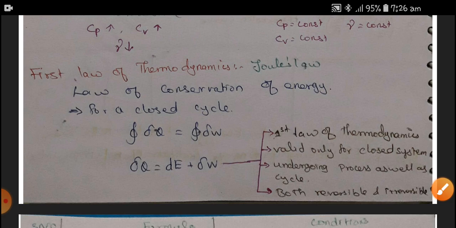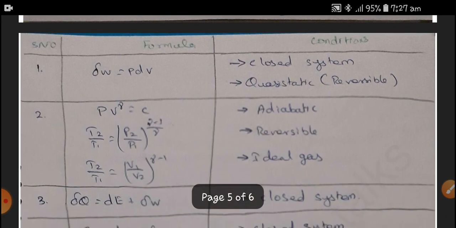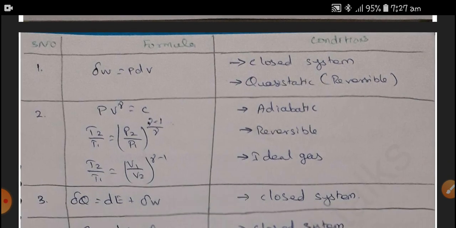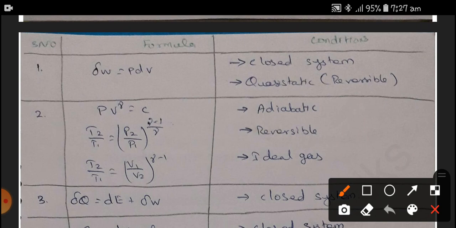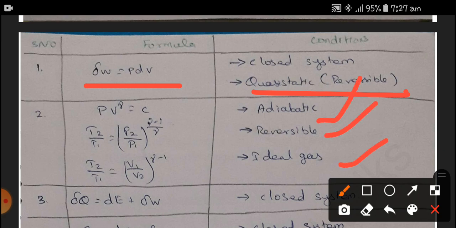And similarly, we are going to introduce different kinds of formulas and conditions of how the first law of thermodynamics is varied. If I say it is a closed system and a quasi-static process, that is a reversible process, then del W is equal to P dV. And if I say adiabatic, reversible and ideal gas, then PV power gamma is equal to constant. So this relation comes into the picture.